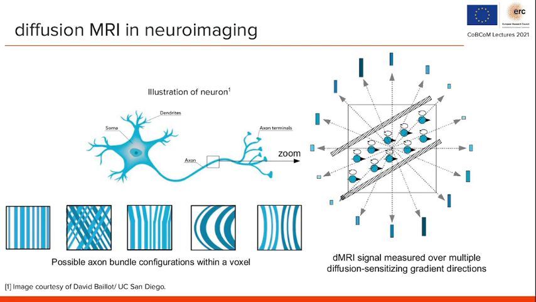A single voxel contains thousands of axons, which constitute axon bundles, and some of the possible axon bundle configurations within a single voxel are illustrated in the 5 bottom figures on the left.